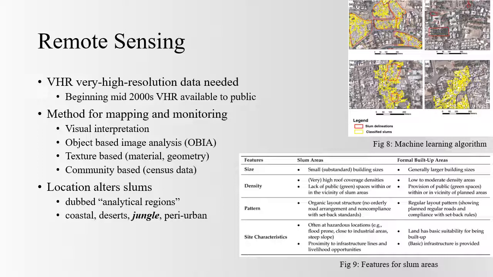There are 4 major methods of monitoring. We're looking at visual interpretation, object-based image analysis, texture-based, and community-based. So we get census data to help confirm what we're seeing from the satellites. On the top right, we have the machine learning algorithm picture. It's gone out there and it's identifying the geometry of these buildings and then returning that. But then we also run into problems depending on what the computer is being programmed for as far as slums. Is it a coastal area? Is it a desert? Is it a jungle, peri-urban? And you'll see I talk about jungle in just another slide here.